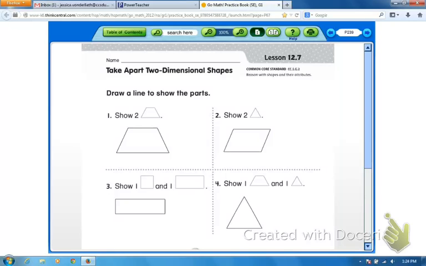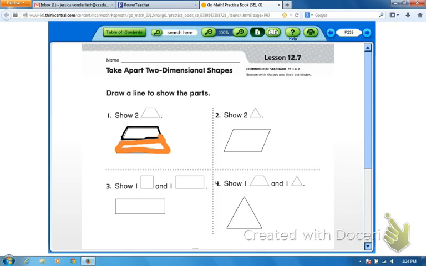So for the first one, number 1 says show two trapezoids, and they need to draw a line to show the different parts. So if you were to draw two trapezoids, you would cut it in half. You have a smaller trapezoid on top, and on bottom is your other trapezoid.